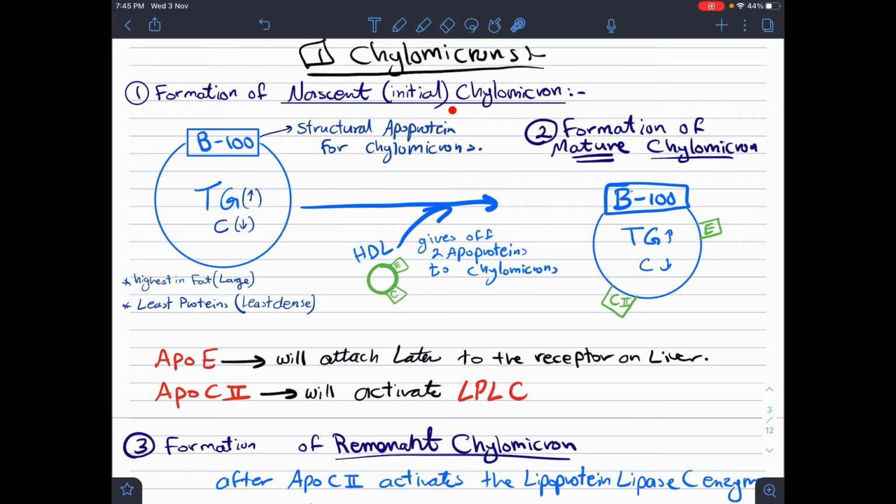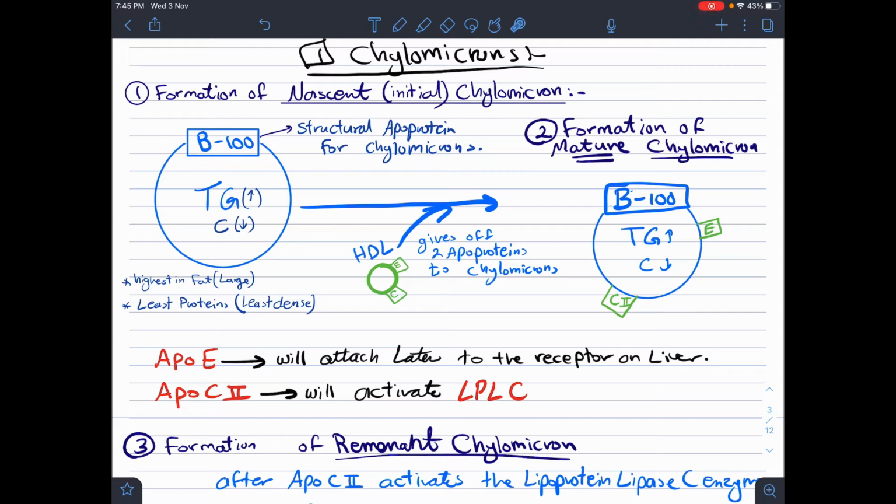So the first stage is the formation of the initial chylomicron. We call it the nascent chylomicron. The first thing that happens when this lipid gets surrounded by lipoprotein is that we have the structural apoprotein. It's very important. It's fixed, it's always there: the B100. The B100 is unique for the chylomicron, so you have to know this. It's structural. It's always there. So this is the nascent form, the initial form of the chylomicron.